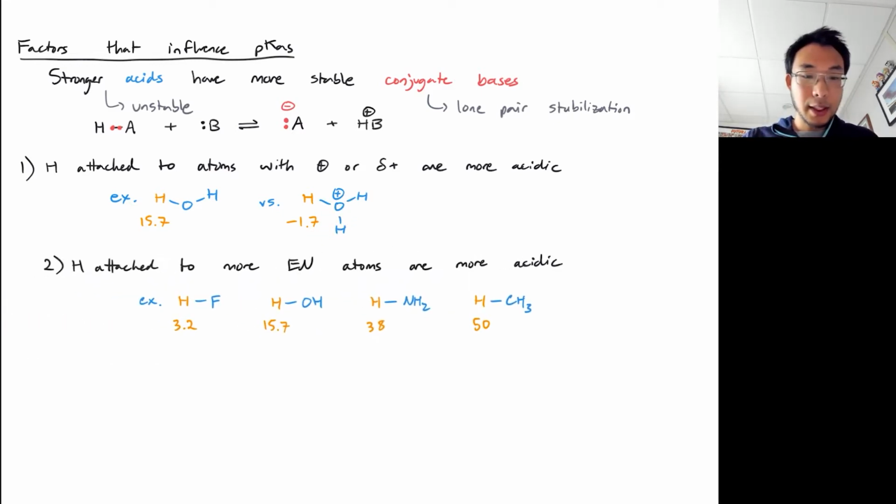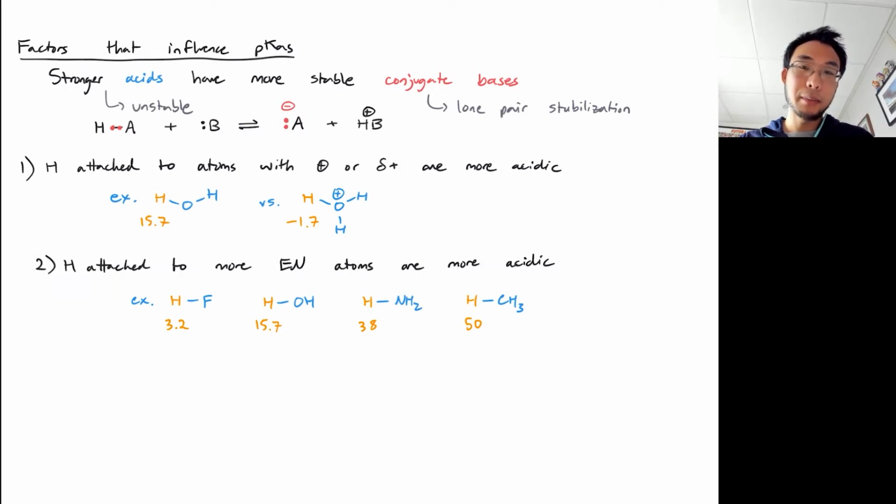Next, protons that are attached to more electronegative atoms will generally be more acidic, and so here's a trend going across the periodic table. This should make sense because if we're thinking about the lone pair that's being formed from the shared pair of electrons between the proton and the electronegative atom, then the more electronegative atom will better stabilize the lone pair right here.